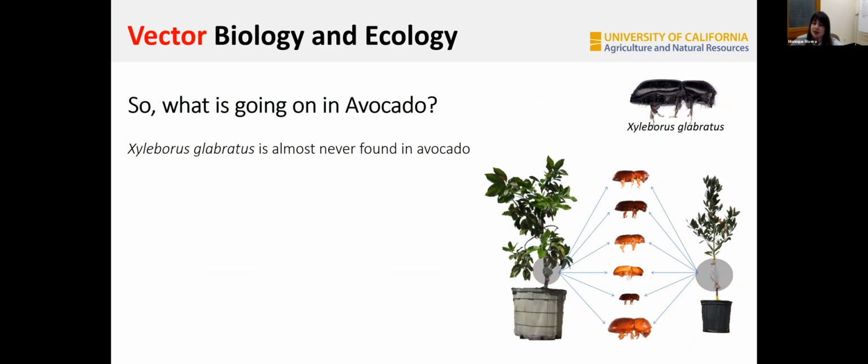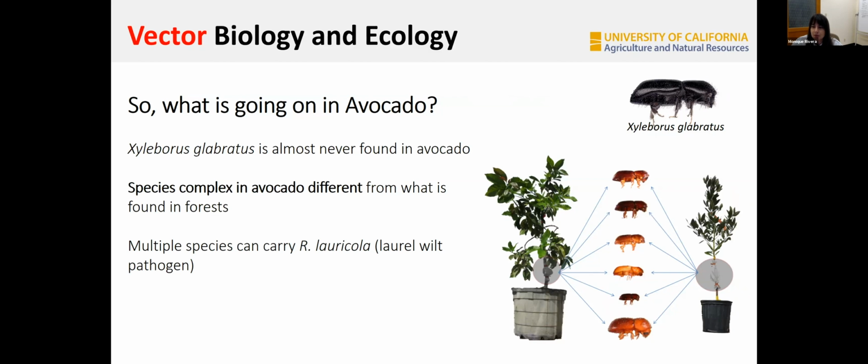I was collecting traps every week for about 6 months, and we never found Xyloborus glabratus in any of our traps, and this has been previously reported in the literature as well, that they don't find that specific species in avocado. The species complex, in fact, is different from what they find in forest. It's not necessarily more diverse, but if you were to plot them out on a map, you would see many different species in avocado versus in the forests. And what we know from the most up-to-date research is that multiple species can carry Raphael loricola. Again, it's hard to define them as pathogens if you're not specifically linking them to the infection in the field. So this is why this has become an ambrosia beetle population management project rather than we need to keep this specific beetle out.